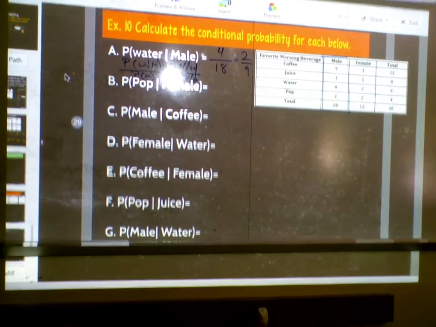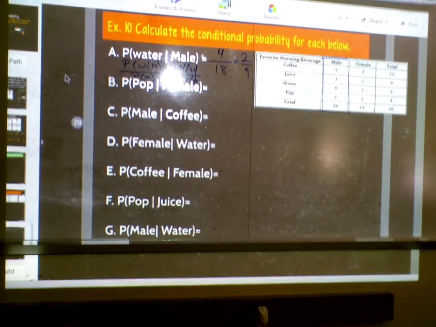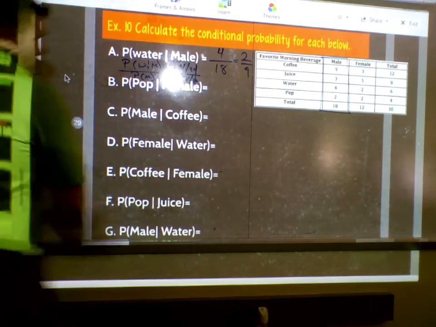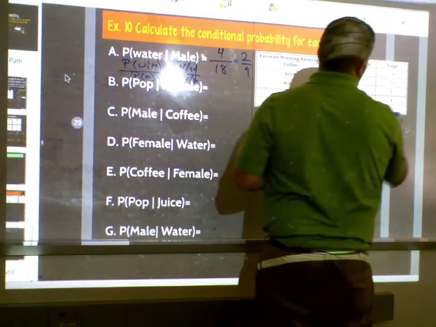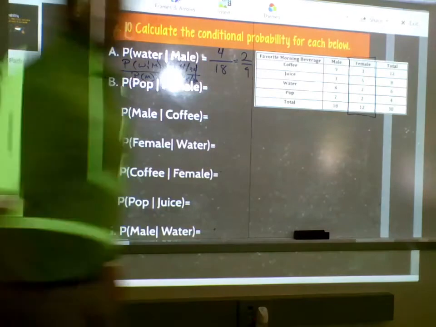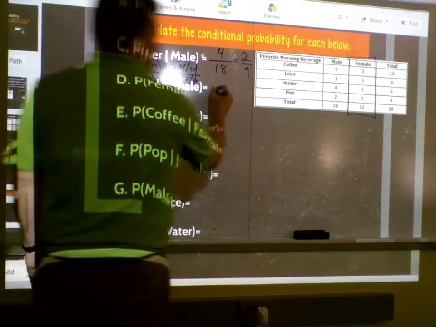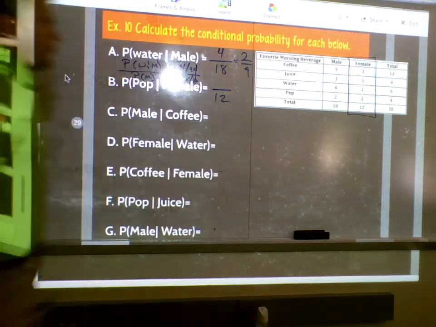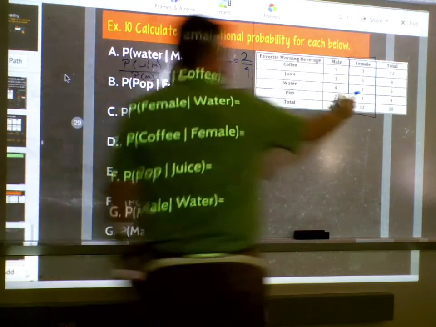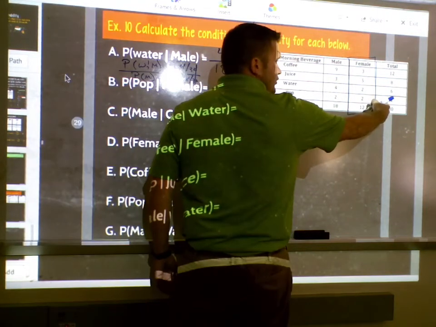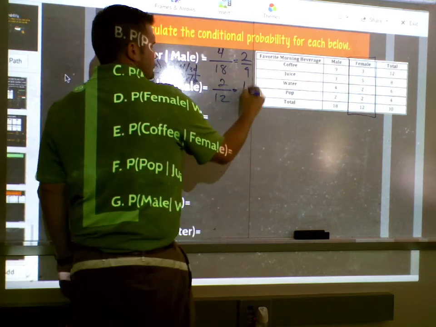All right, pop and female. Which population am I taking from? Females, right? So the female population is that column. What's the total number? 12. How many like pop? 2. Not 4, because that includes the males. Just 2. 2 out of 12 is also 1 sixth.